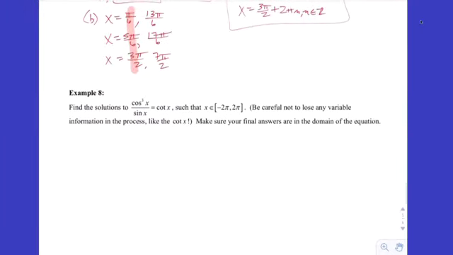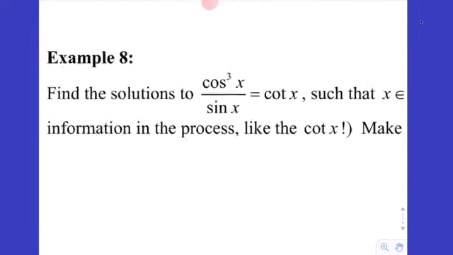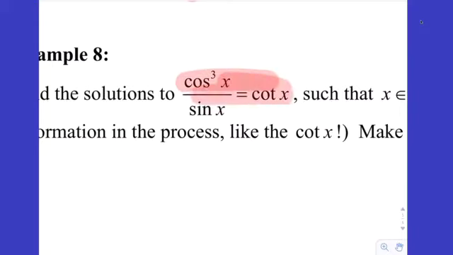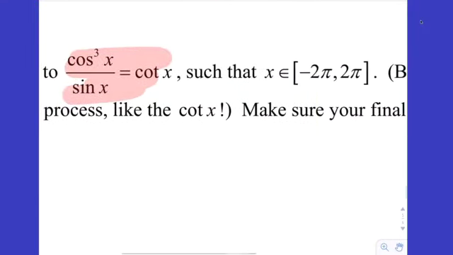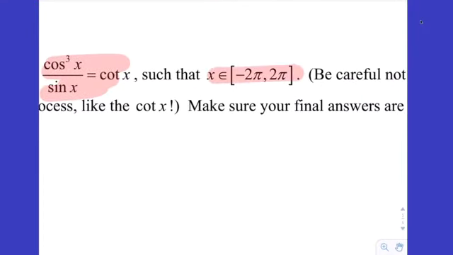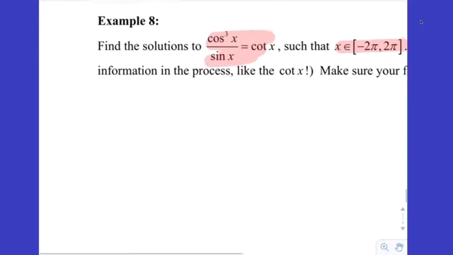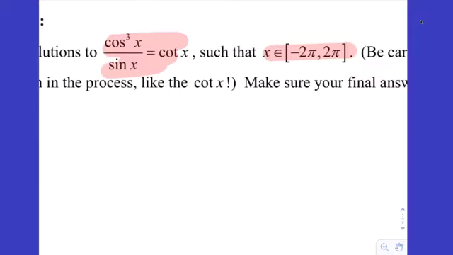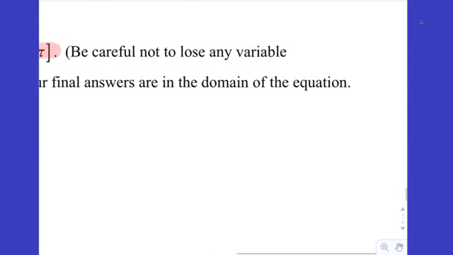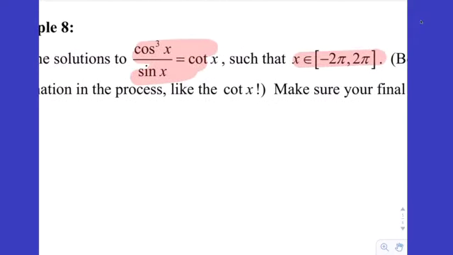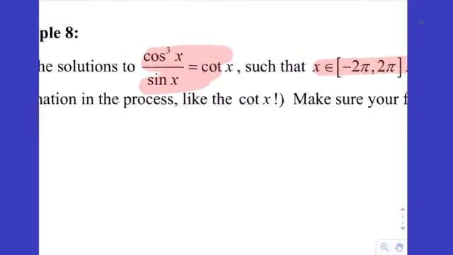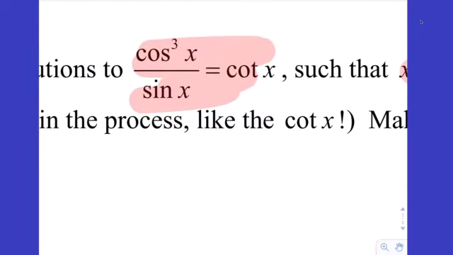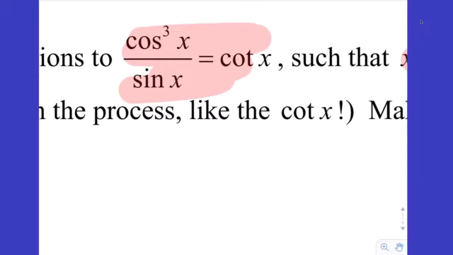Yeah. All right, example 8. Find the solutions to this. Whoa. Cosine cubed of x over sine of x. That one looks a little more fun. So that all of our solutions now are between -2 pi and 2 pi. And it says, be careful not to lose any variable information in the process, like cotangent of x. Make sure your final answers are in the domain. Okay, I got it. All right. You need all the warnings. Figure it out. All right, what should we do?